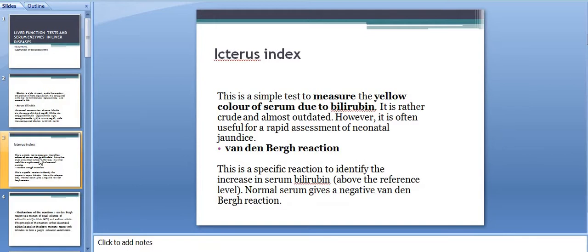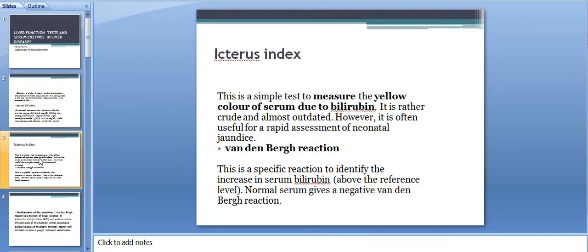Next, coming to the icterus index. This is the simplest test to measure the yellow color of serum due to bilirubin. It is rather crude and almost outdated. However, it is often useful for a rapid assessment of neonatal jaundice.